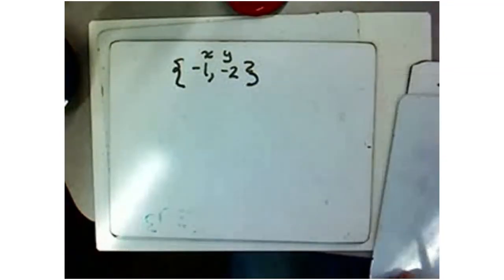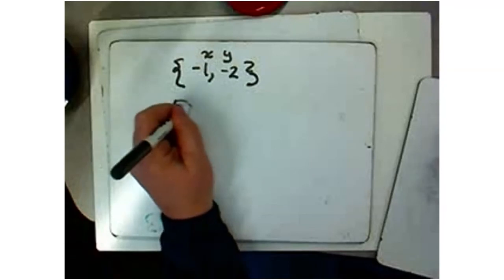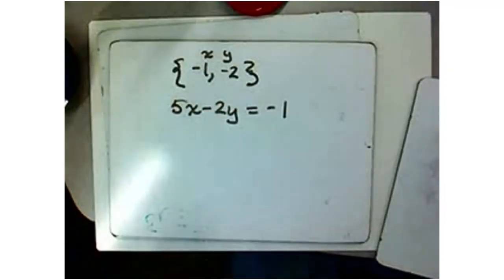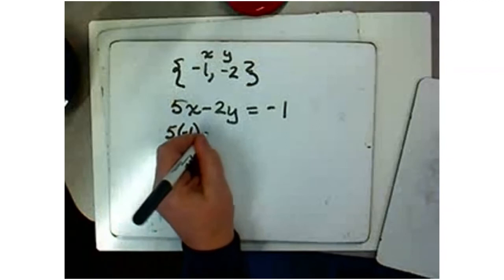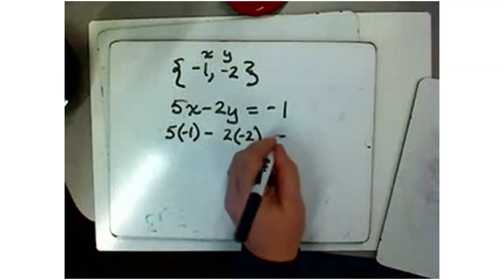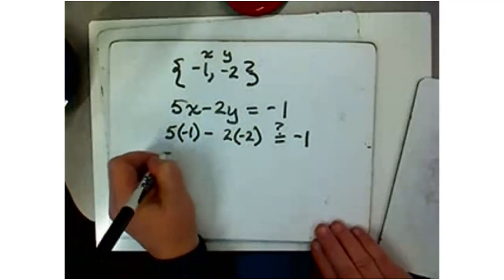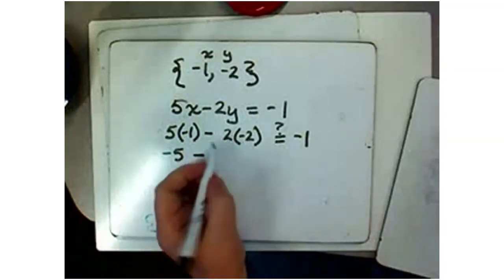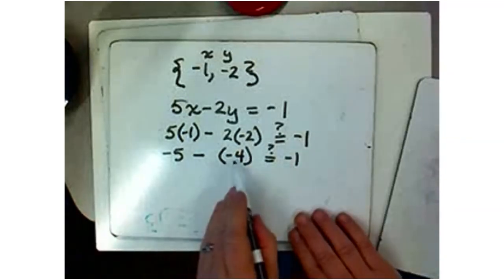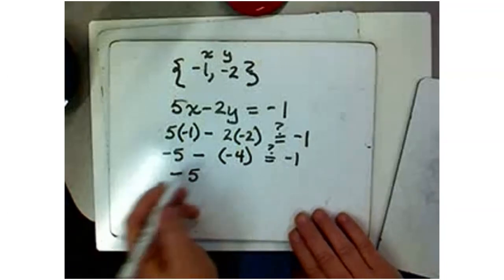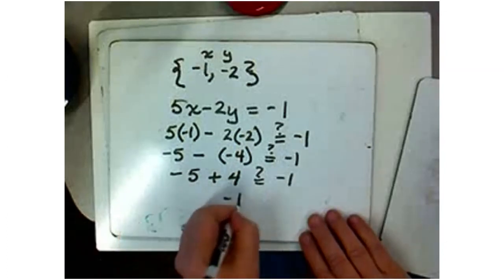If we plug it into our second equation to make sure it works, that was 5x minus 2y equals negative 1. We're going to hope we get it right. We better. That means we did it right. So 5 times negative 1 minus 2 times negative 2. Does that equal negative 1? Fancy little question mark over your equals. So 5 times negative 1 is negative 5, minus 2 times negative 2 is negative 4. Does that equal negative 1? Now remember, minus negative means no negative, so this actually means negative 5 plus 4. Does that equal negative 1? It does. Sweet, we did it right.